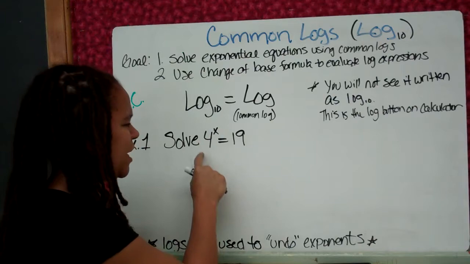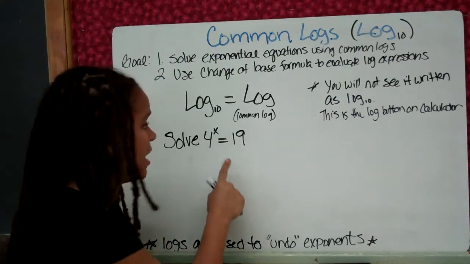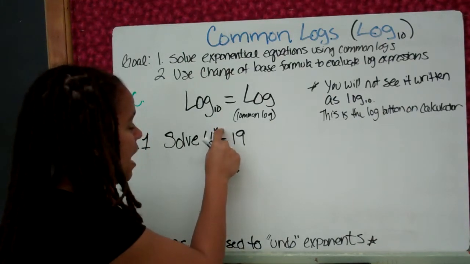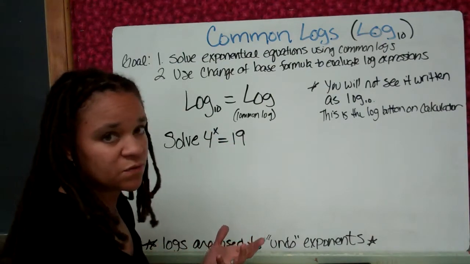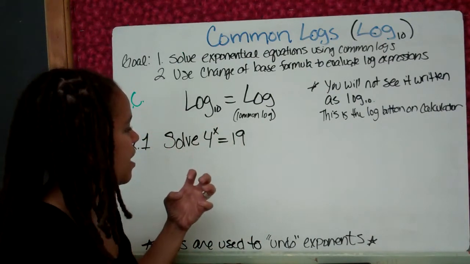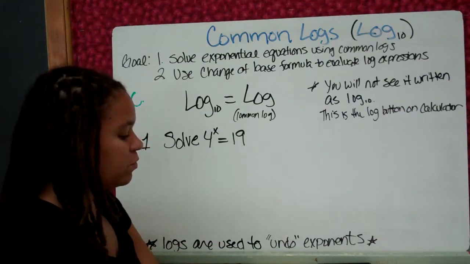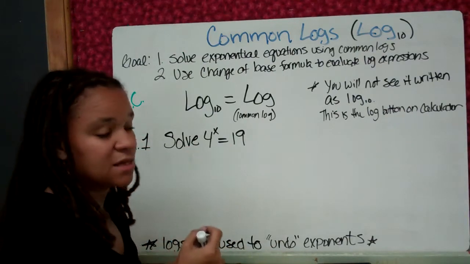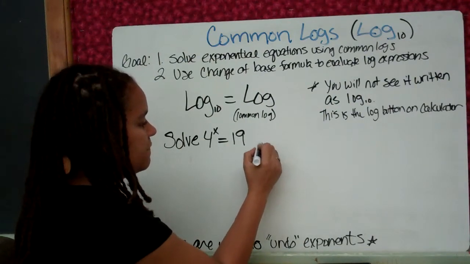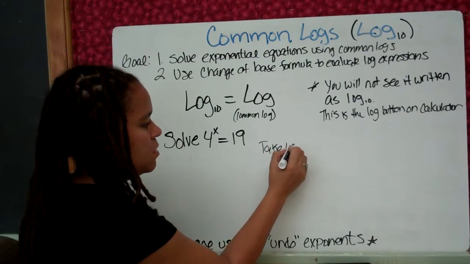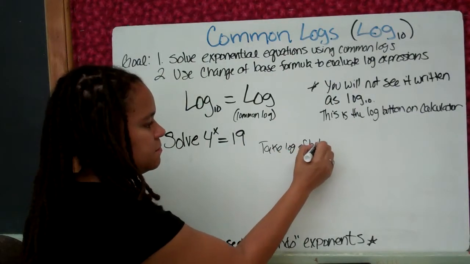But I can't divide by 4. That's not going to get that x out of the exponent place. So that's what a log is for. A log is going to help you bring down that exponent. And I'll show you how it works. So what we're going to do is take the log, this is what it's called, take the log of both sides. So the first thing is take log of both sides.